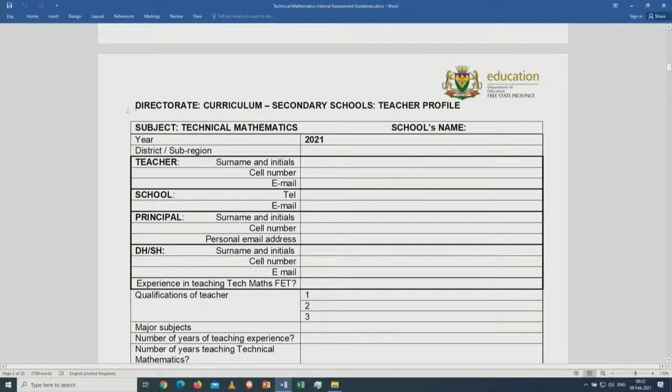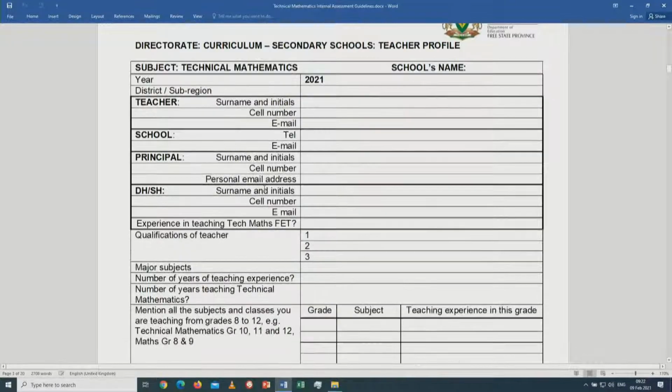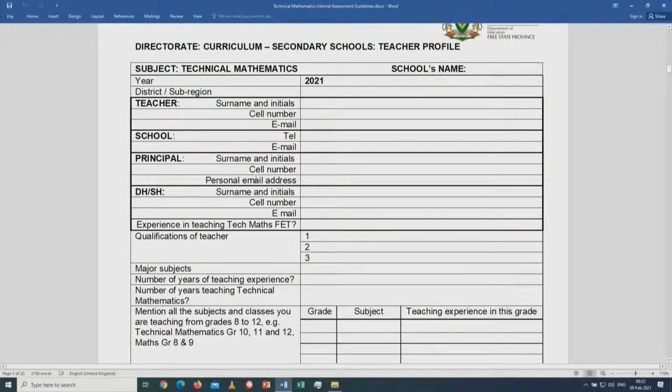Now, as you continue, you can see Directorate Curriculum Secondary Schools teacher profile. Please, we need this profile. Remember last year, colleagues, I sent an email, even the WhatsApp, where I requested that you send me the profile. And thank you very much, colleagues, who responded accordingly. But please, in case there are new teachers in your school, kindly notify me. New teacher teaching the subject, not necessarily new.